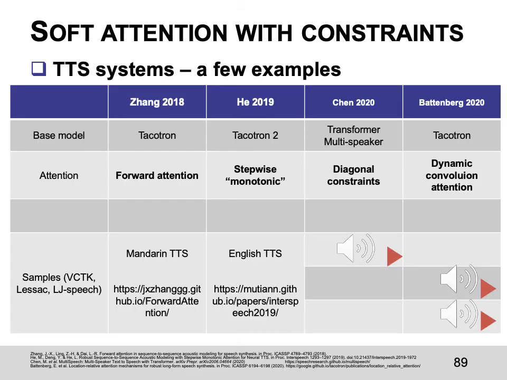Anyway, from the previous samples, I think you can hear how the forward attention can help the TTS system to learn the alignment for the long sentences. Actually, there are many TTS systems using the forward attention, for example, the 4 papers here. I will not play the samples here. If you're interested, you can find the samples on our website or in this slide.